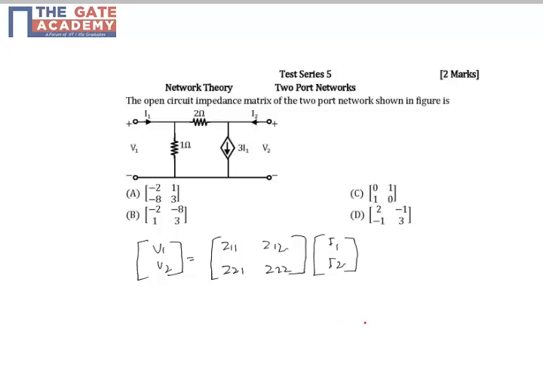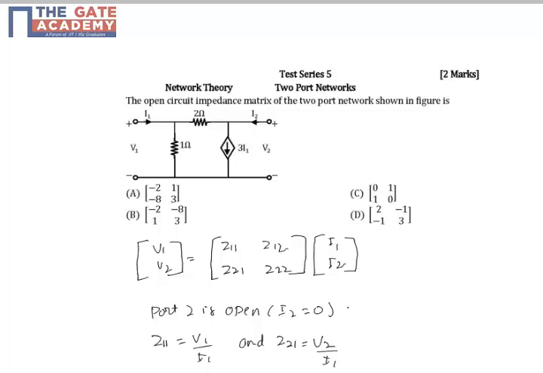for determining Z11 and Z21 we have the condition I2 is equal to 0, which means port 2 should be open. Port 2 is open, which means I2 is equal to 0. Now in that case Z11 is equal to V1 by I1 and Z21 is equal to V2 by I1.